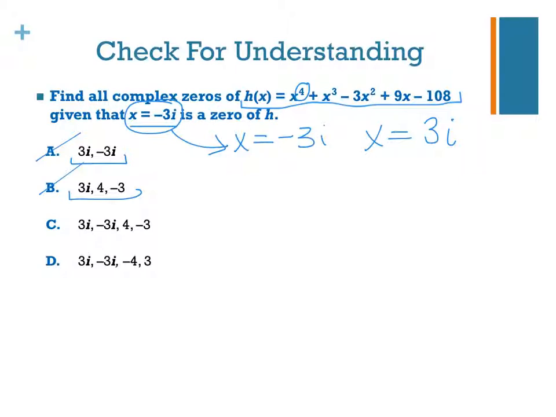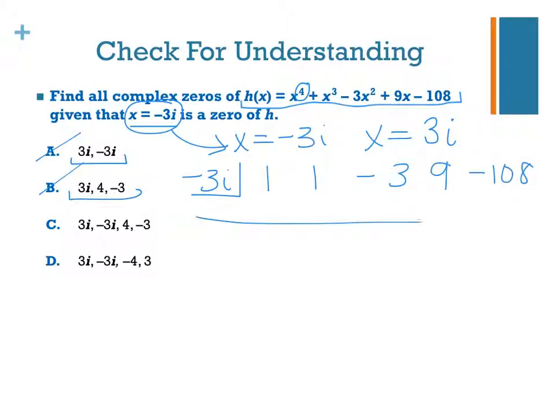Now, to find the remaining zeros, I'm going to divide synthetically the polynomial function by negative 3i. And my coefficients of my polynomial h of x are 1, 1, negative 3, 9, negative 108. And when I carry out that synthetic division, I carry down the 1. 1 times negative 3i is negative 3i. When I add this column here, again with synthetic we're adding our columns. So these are not like terms, so my sum here is 1 minus 3i.